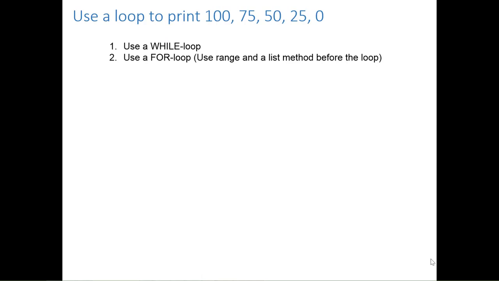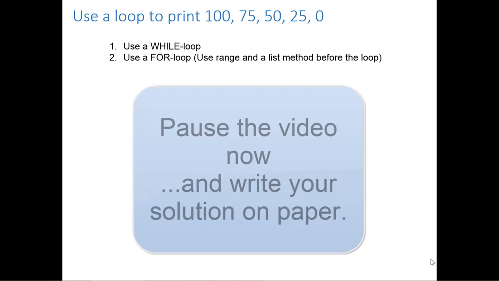In the case of the for loop, you'll need to do 3 steps because the range function is not designed to count down. First, use the range function to get the list in the opposite order, 0 through 100. Then use a list method that reverses the order of the list. Finally, print the values in a for loop.